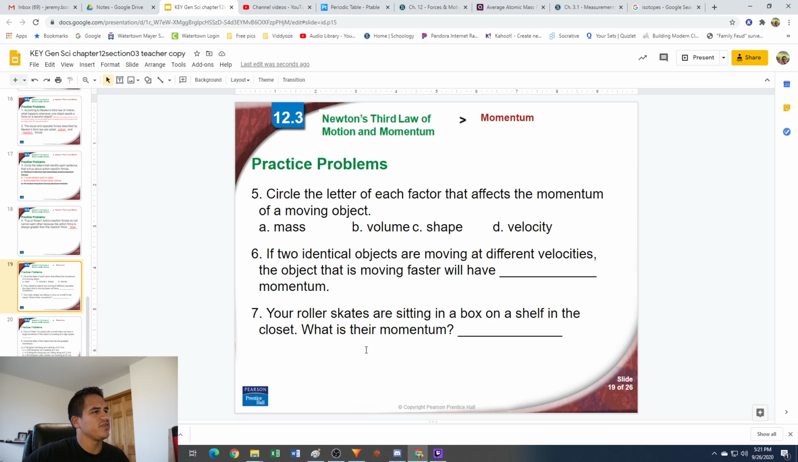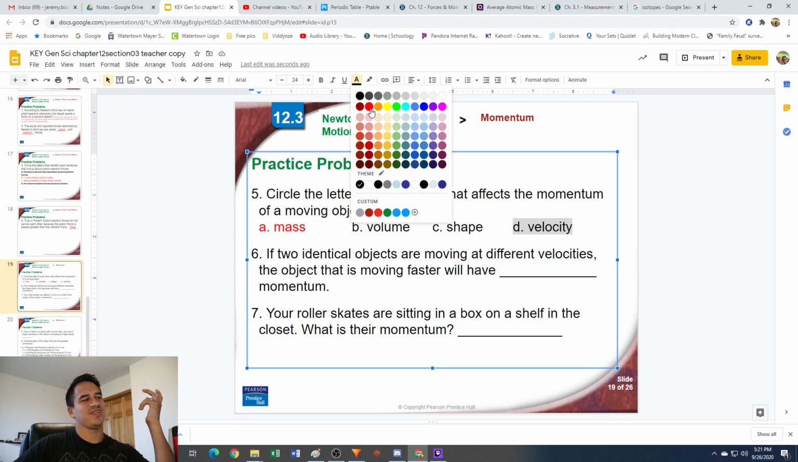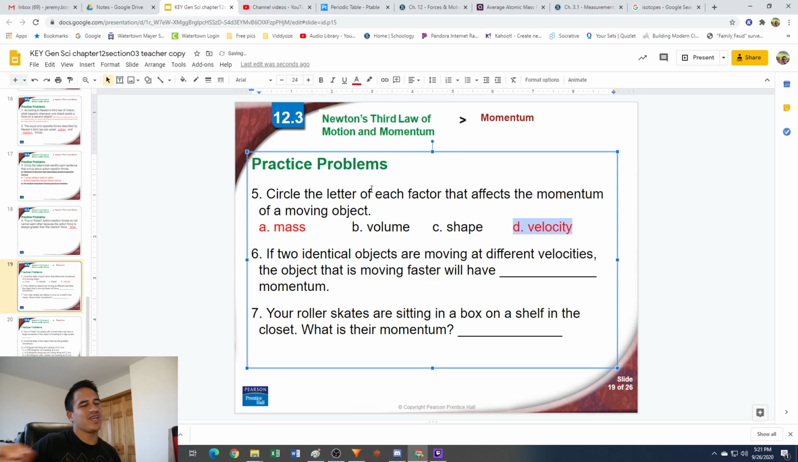Number 5, circle the letter of each factor that affects the momentum of a moving object. All right, so two things determine momentum. One is mass, and the other is volume. So of the two factors given here, we have A for mass and volume. Sorry, mass and velocity. I apologize. Mass and velocity. They both start with V's. So mass and velocity, so A and D are the right choices. B and C are not. Again, I apologize. Slip of the tongue there.